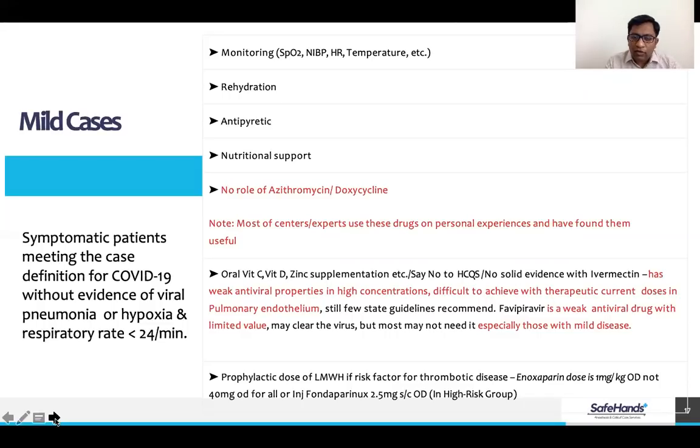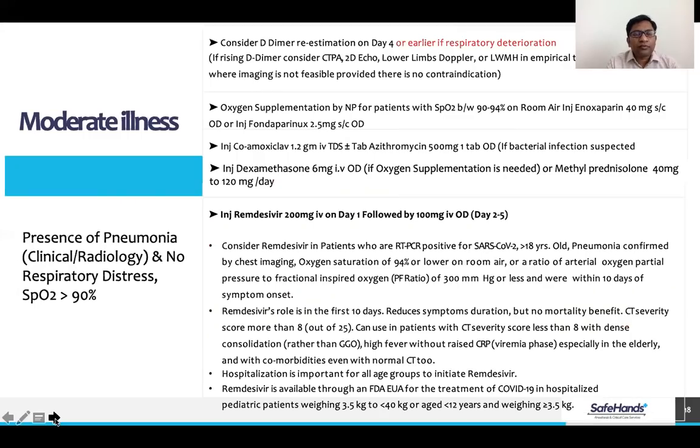Prophylactic dose of low molecular weight heparin if there is a risk factor for thrombotic disease, that is enoxaparin dose of 1 mg per kg OD, or 40 mg OD for all, or fondaparinux 2.5 mg subcutaneous in high risk patients with thrombocytopenia or ITP, TTP. In moderate illness, consider D-dimer re-estimation on day 4 or earlier if respiratory deterioration is there. Rise in D-dimer, consider CTPA, 2D echo, lower limb Doppler, use low molecular weight heparin where imaging is not feasible, provided there is no contraindication.